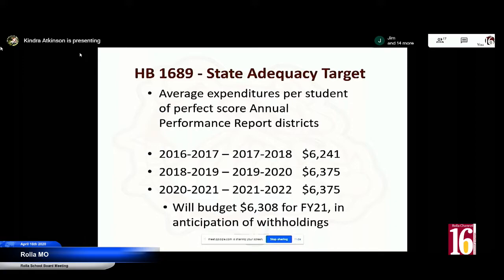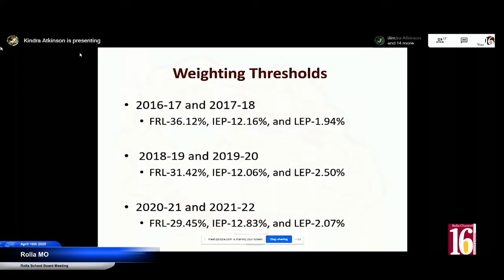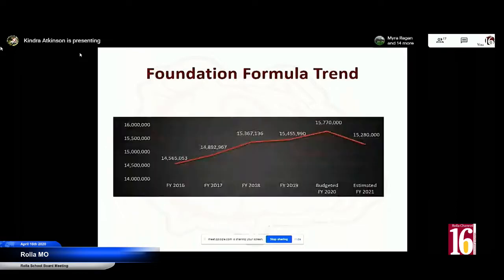The weighting thresholds I spoke of earlier are for free and reduced lunch students, special education population students, and English language learners. You can see here those thresholds are also recalculated every 2 years. For the foundation formula trend over the last several years, when I reduced the anticipated SAT down to $6,308 for next year, we're expecting a decrease of about $490,000.